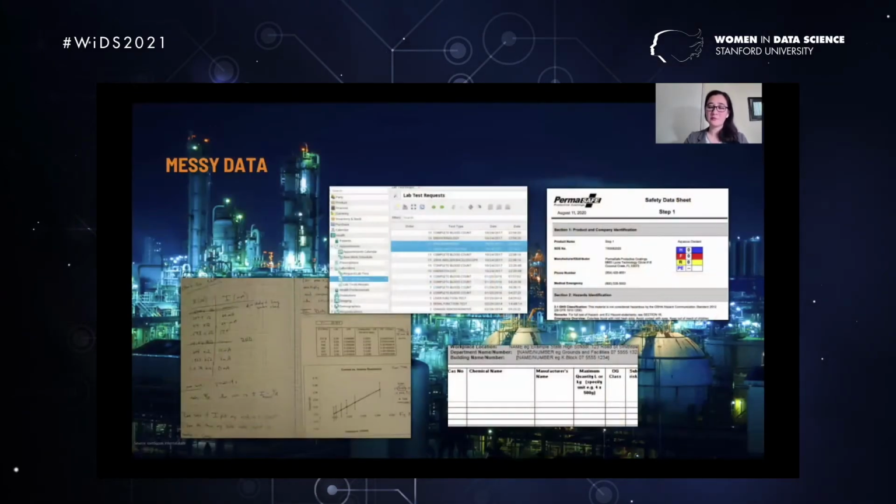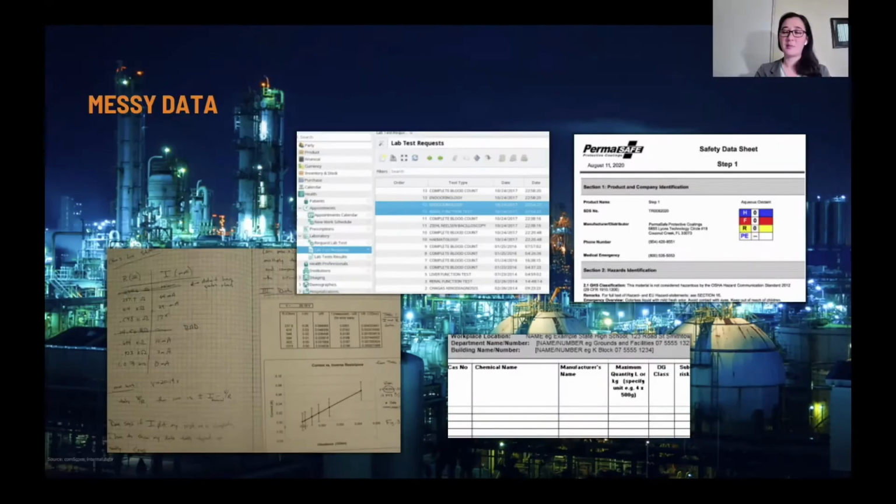Now, there's a variety of different ways that the data challenge manifests in scientific applications. And the first is messy data. Now, scientific R&D data, for anyone in the audience who's ever done a PhD in experimental science or has worked with scientific data, you'll probably be familiar with the fact that it can get really messy.